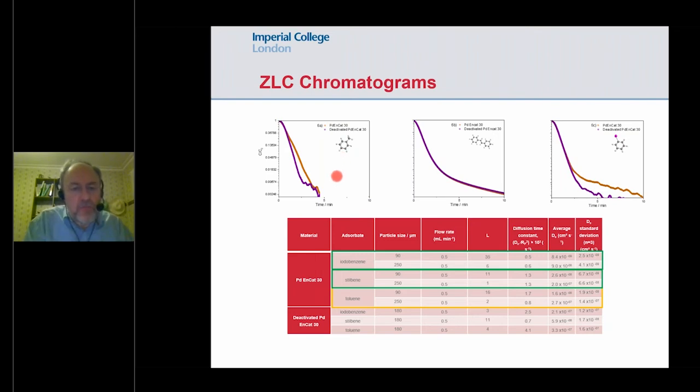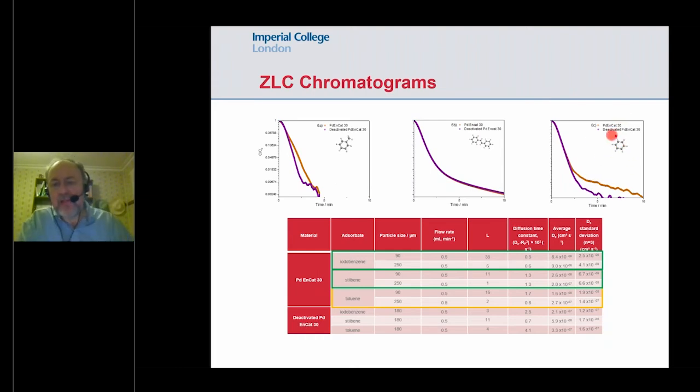So what can we see? The first molecule is toluene, and essentially there's not much difference, whether the catalyst is activated or deactivated. The second molecule is stilbene, and actually it doesn't make much difference here either, activated or deactivated. We've got some tailing here, so there is some slow diffusion, but it's the same for the activated and the unactivated. In the third case, we've got iodobenzene.